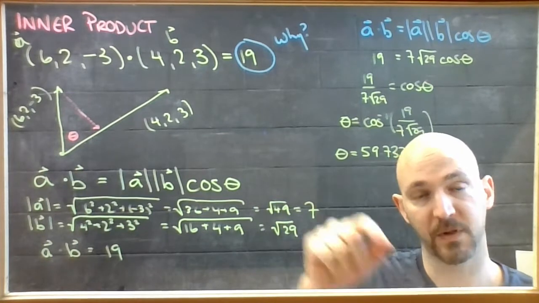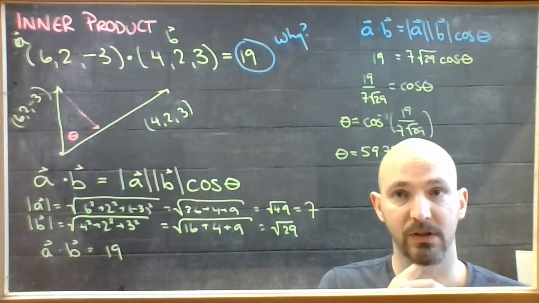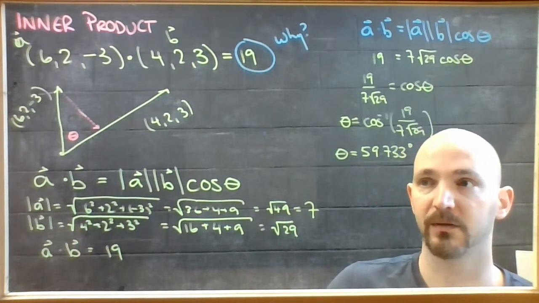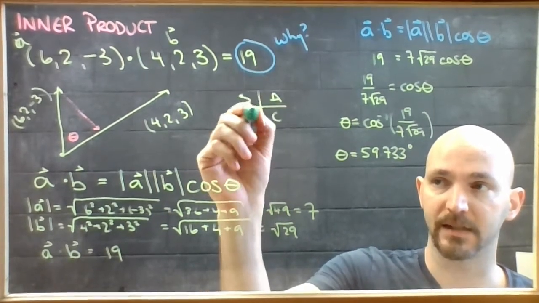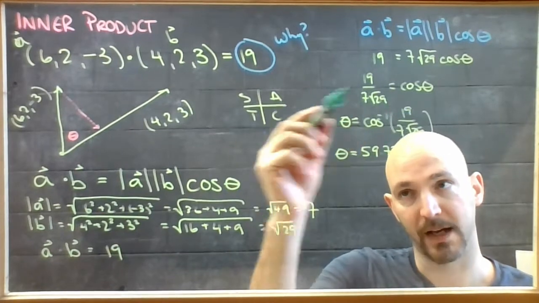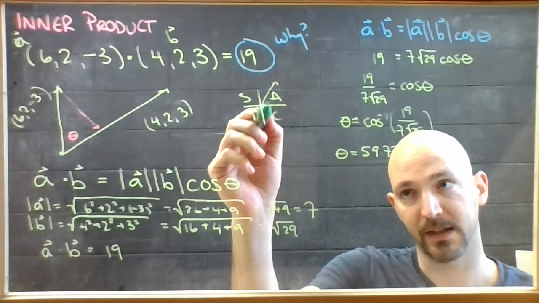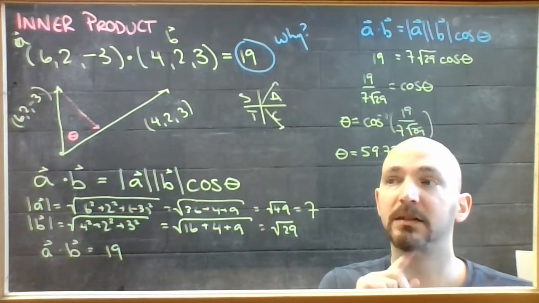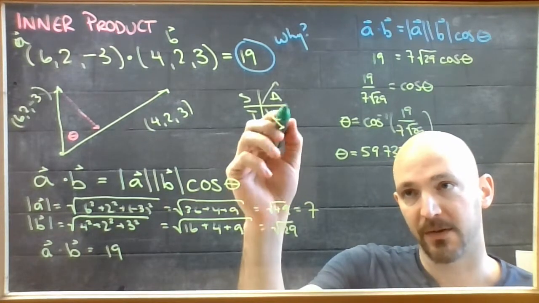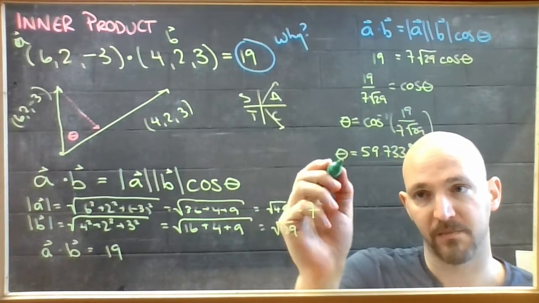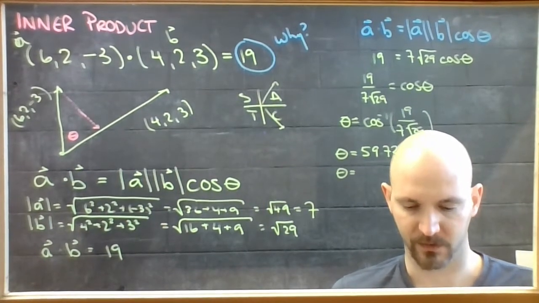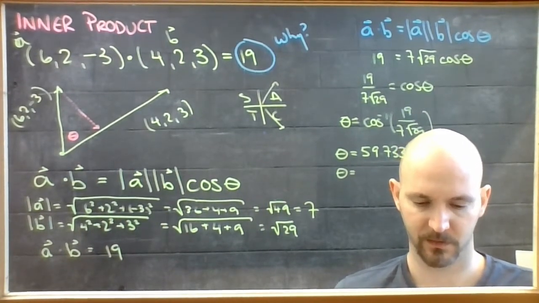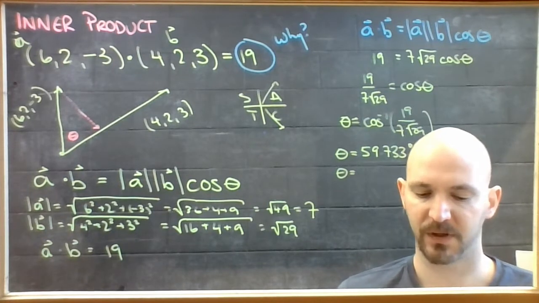Now, anytime you use arc cos, you're supposed to get a second solution by the CAST rule, C-A-S-T. So I had a positive, so that's either here or it's here. So my other solution would be 360 degrees minus this, so let me work that out. 300.267.